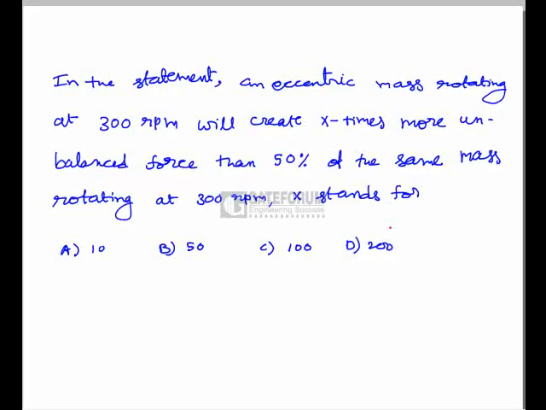In the statement, an eccentric mass rotating at 3000 rpm will create x times more unbalanced force than 50% of the same mass rotating at 300 rpm, then x stands for. So here unbalanced force is given by F is equal to W by g into k into the rotating speed, that is 3000 rpm.